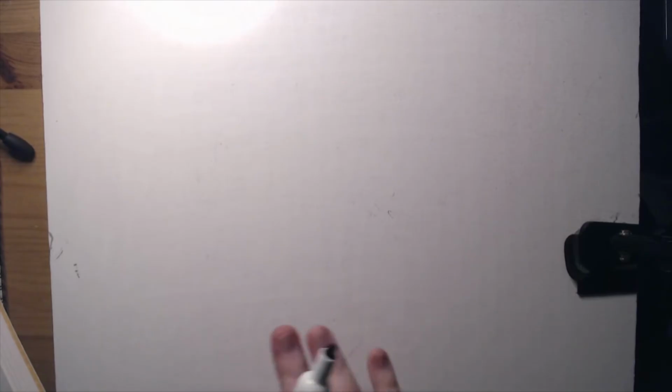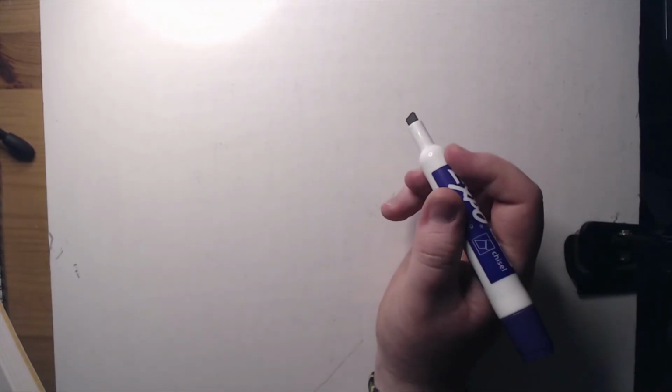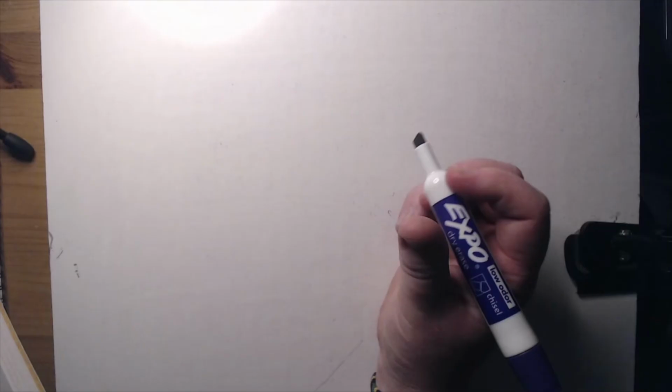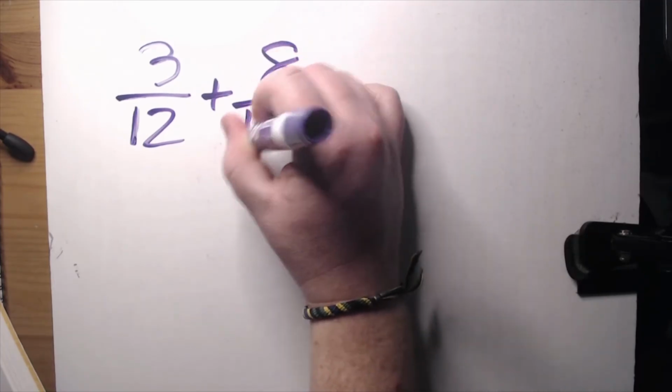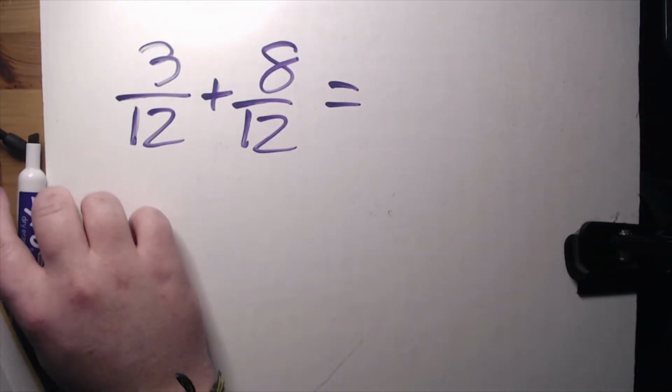So now we're just going to add and subtract fractions. And again, you can use any tool that you need to make this happen. If you have other ways that you can do things, go for it. I'm just going to be doing the basic adding and subtracting of fractions and kind of just mentioning a few things. So the first example I'm going to give us is 3/12 plus 8/12 equals.